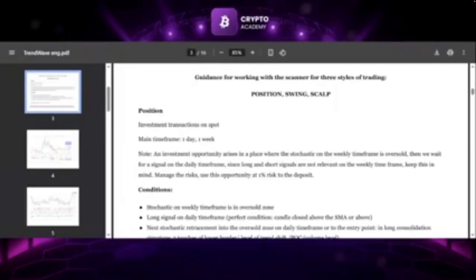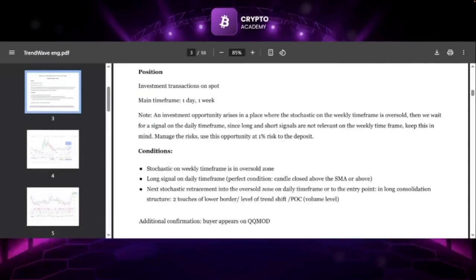In this training, we'll analyze investment ideas from the scanner and the conditions required to take them. The working time frame is 1 week and 1 day. The investment opportunity arises in a place where stochastic is in the oversold zone on a weekly time frame. And then we wait for a signal on 1 day, which means that this is a trend breakout.